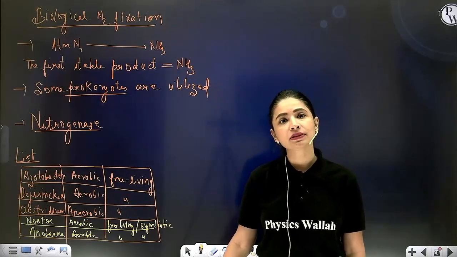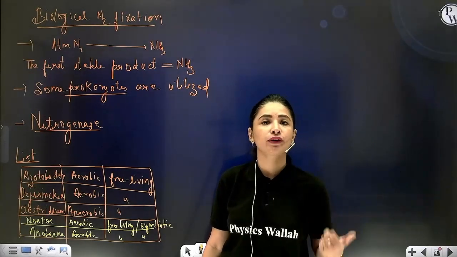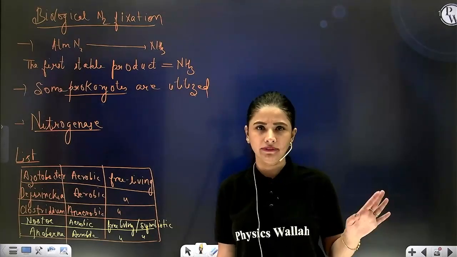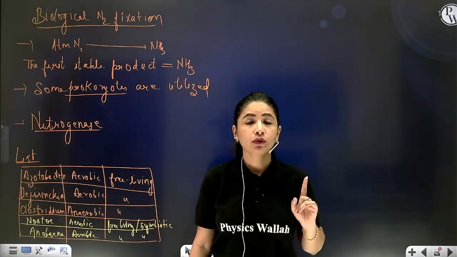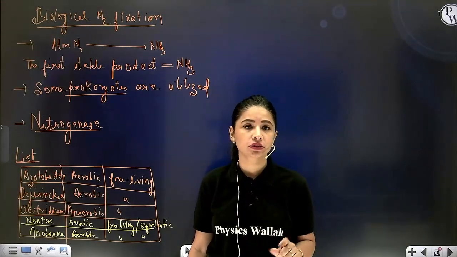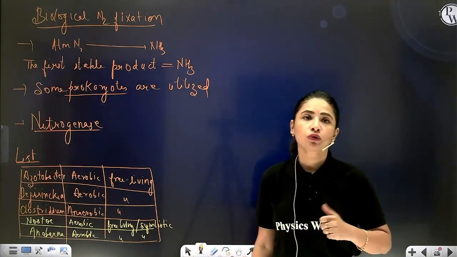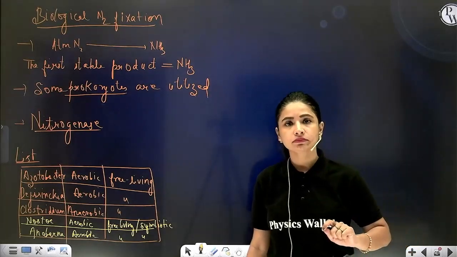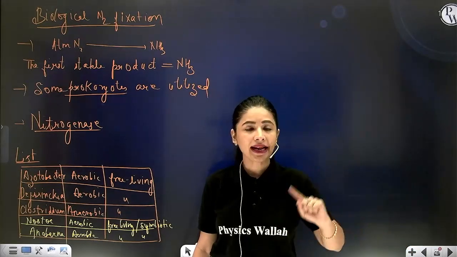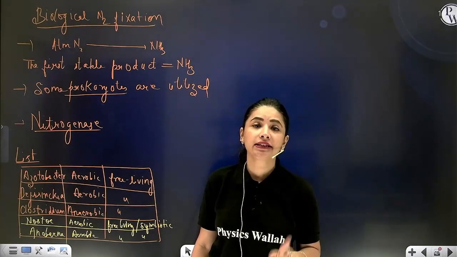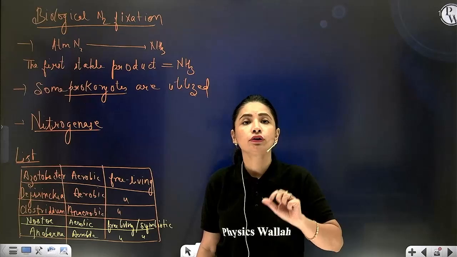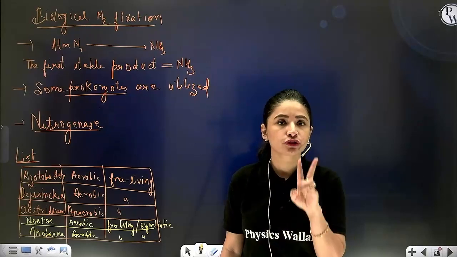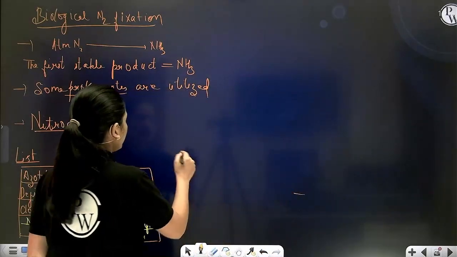Now two more examples I have in my list, Rhizobium and Frankia. Rhizobium is a rod shaped bacteria which usually is free living, lives normally in the soil, but when it has to perform nitrogen fixation, it gets associated with the roots of leguminous plants. Whereas Frankia is also usually free living, but when it has to perform nitrogen fixation, it gets associated with the roots of non-leguminous plants like Alnus and Casuarina. So two more names you have to remember, very, very important.